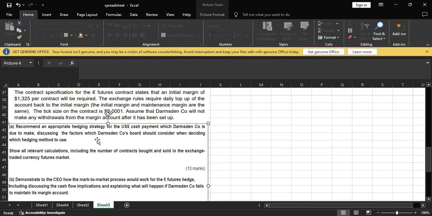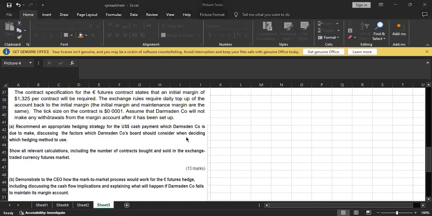Now, recommend an appropriate hedging strategy for the US dollar cash payments which D company is due to make, deciding the factors which D company board should consider when deciding which hedging method to choose. So in this question, the two hedging methods have been described. One is the exchange traded derivatives that are the futures, and one are the over the counters that are the options.